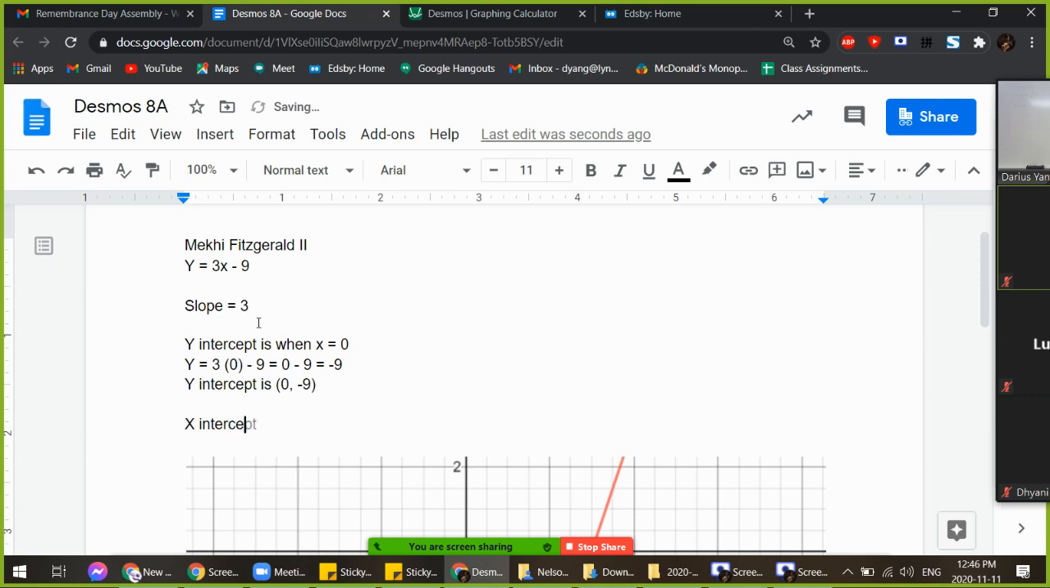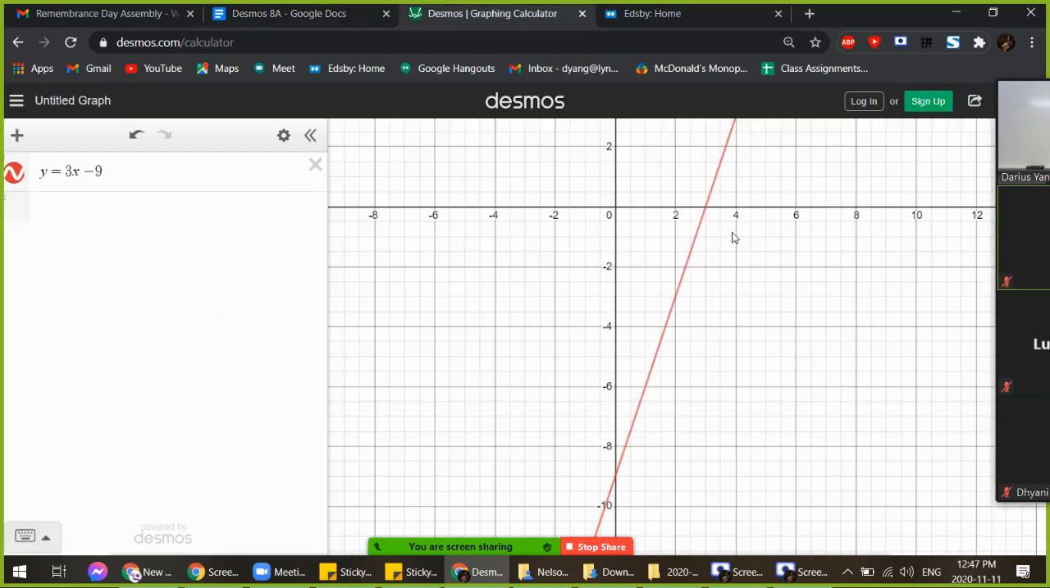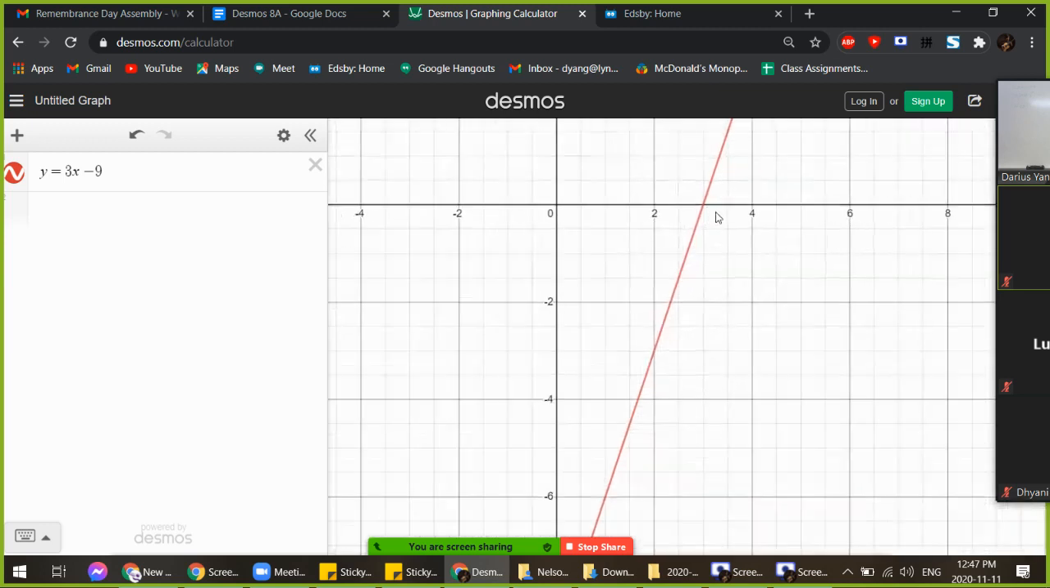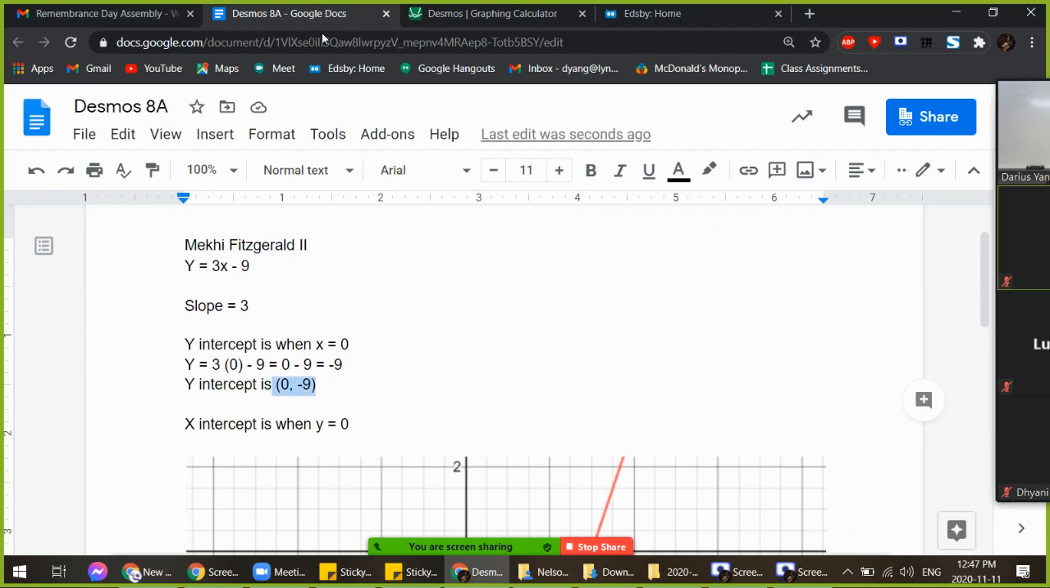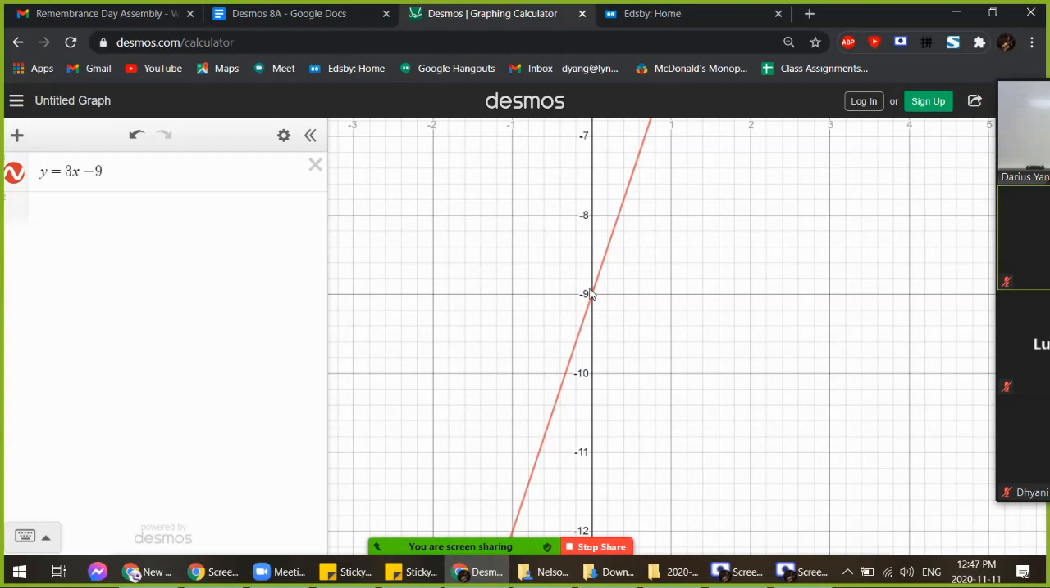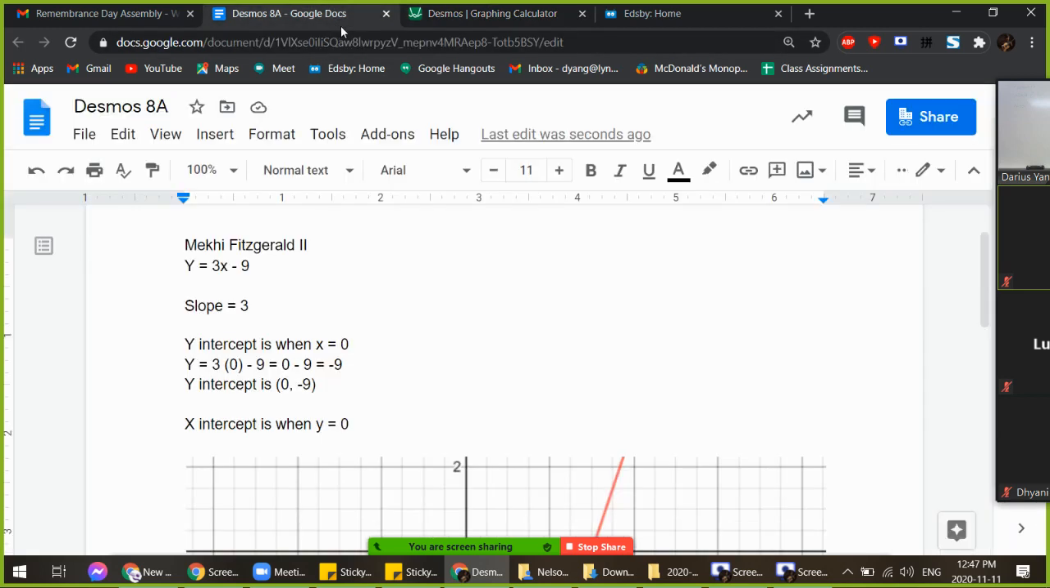So x-intercept is, guys, when y is 0. Before I move on to x-intercept, I just want to show you something really cool. We have (0, negative 9) here, right? When x is 0, y is negative 9. So we can go here and take a look. What do you see? (0, negative 9), right? Just to verify. You have to click on it somehow.